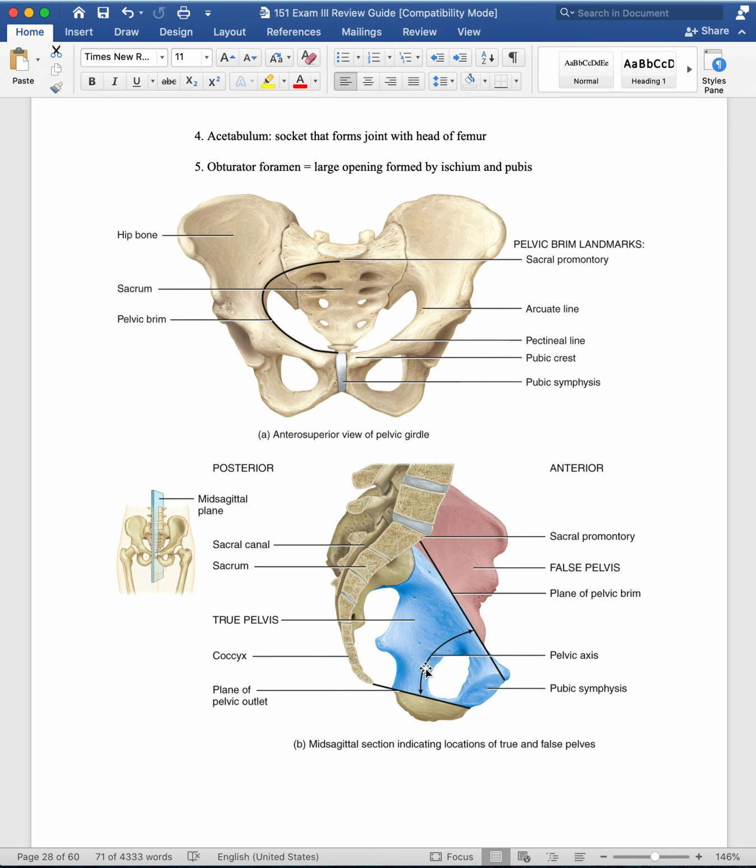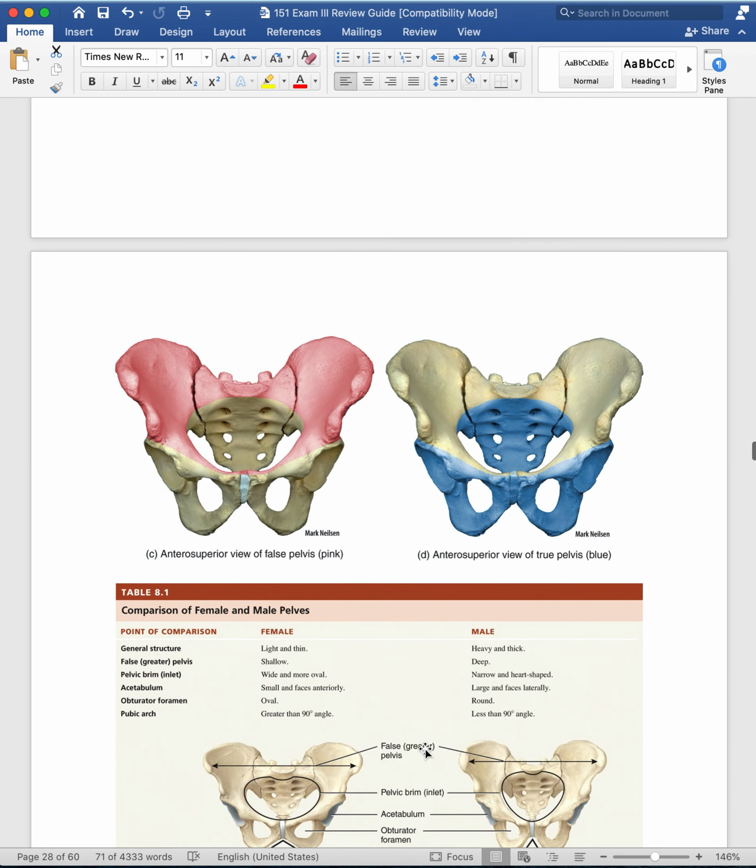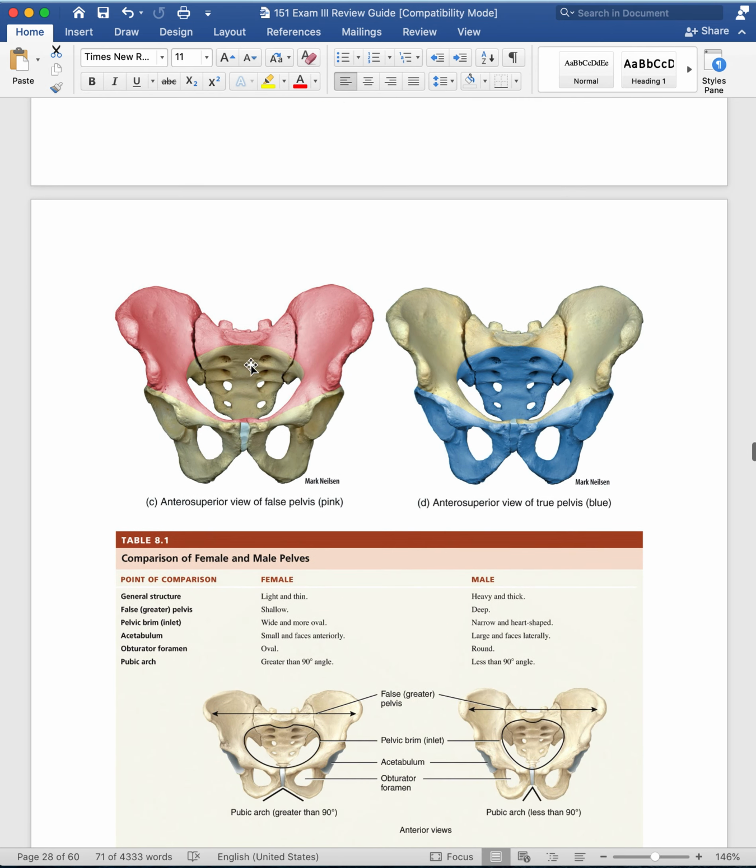And this pubic symphysis or pelvic axis here, between the plane of the pelvic outlet and the plane of the pelvic brim, is going to be different for men and women. Again, false pelvis here shown in pink, true pelvis shown here in blue.